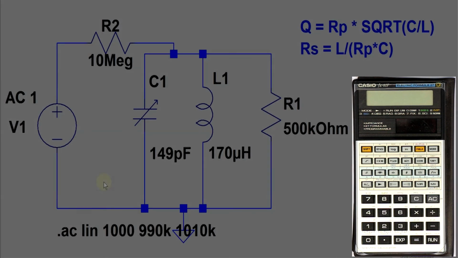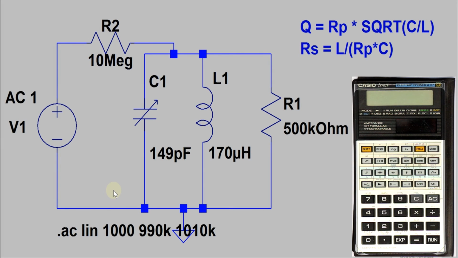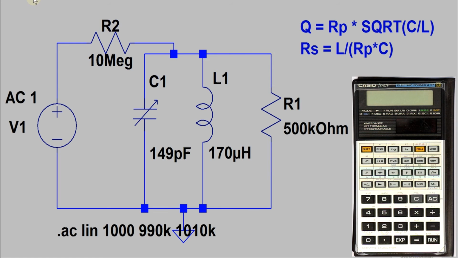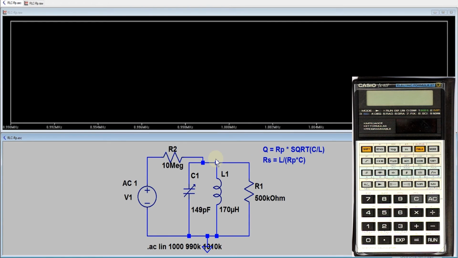So here we see the equivalent circuit with a parallel resistance. We've put in the same values, 149 picofarads, 170 microhenries, and as we just calculated, a parallel loss resistance of 500 kilo ohm. Now, to verify the concept, we make again the same linear frequency sweep from 990 kilohertz to 1010 kilohertz, and let's take a look if we get the same result.